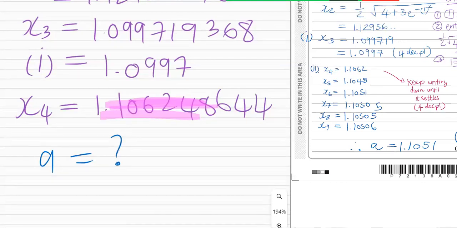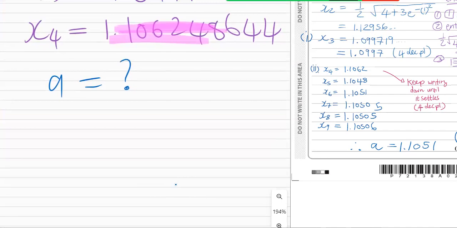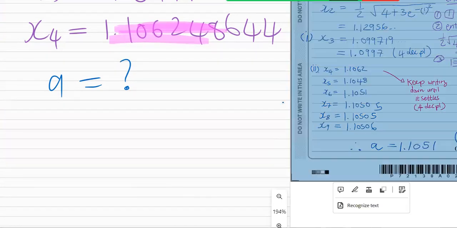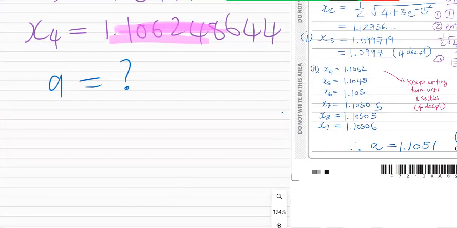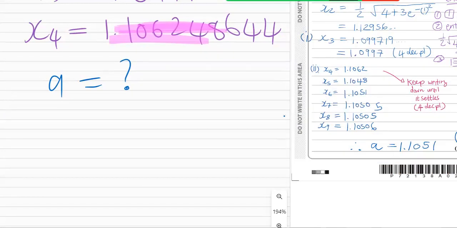So the question asked, what is a? The goal is to find a as close as possible. The way we do that to 4 decimal places is we keep pressing equals until it stops changing. As you can see, I got to x9. This was x4, 5, 6, 7, 8, 9. I wrote all the way down to x8, x9, and I noticed there was a pattern that the 1050 was continuing.